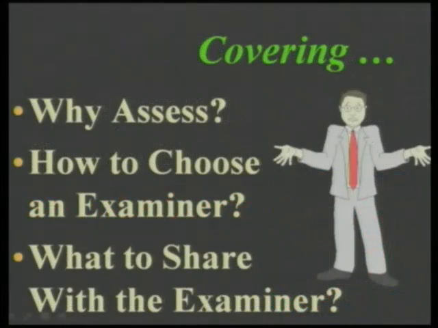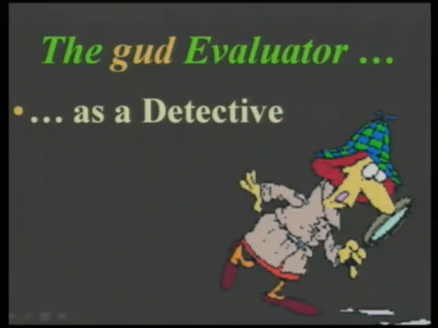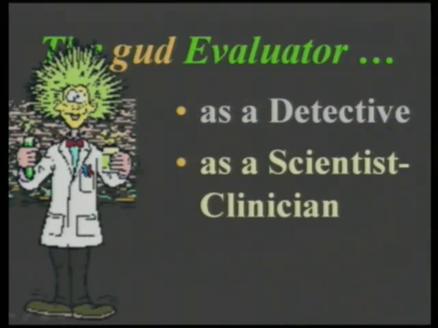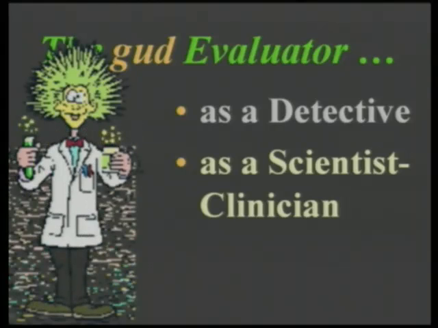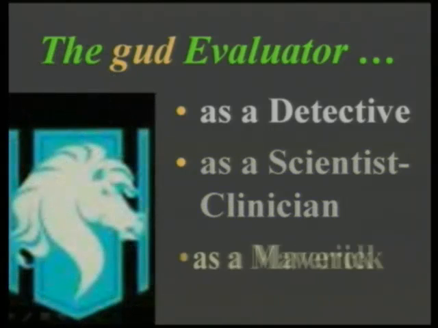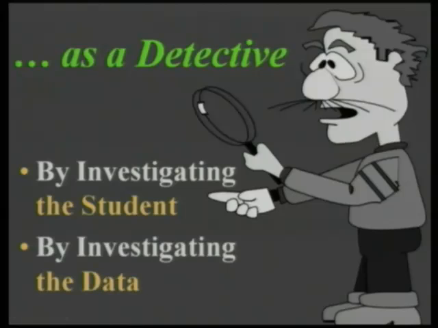We talked about stopping the clock, so I'm going to keep going. I'm going to go on to the good evaluator and the good evaluation. Three things: the evaluator as a detective, as a scientist clinician, that's not Christian Scientist, and as a maverick. I want to go over those three as far as the good evaluator. So here we go, as a detective.